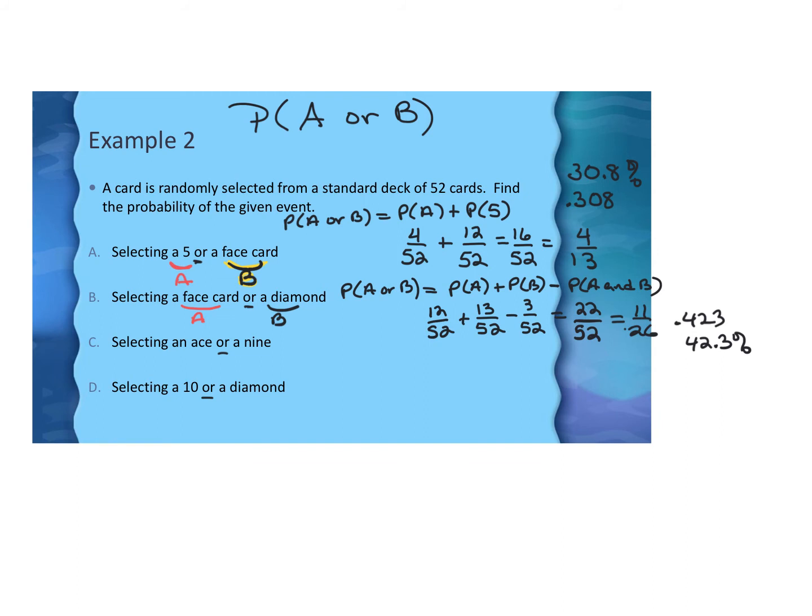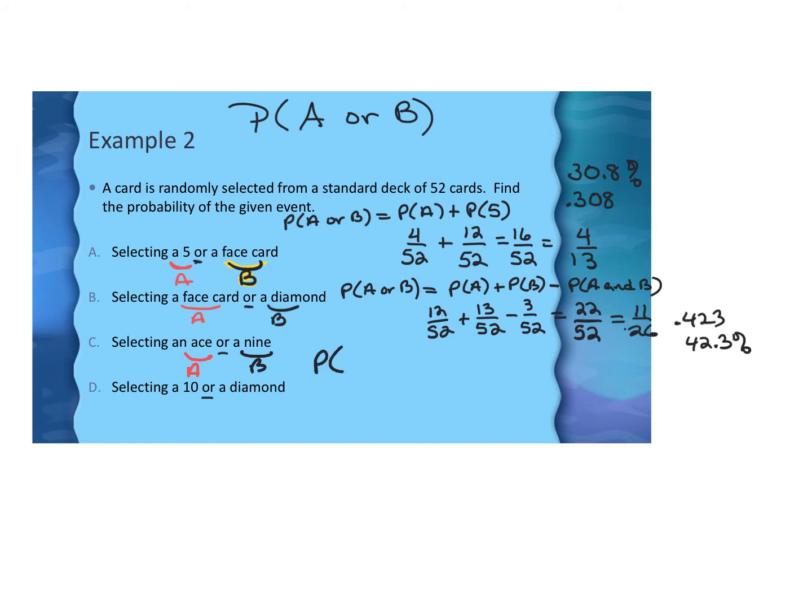The next one wants me to select an ace or a 9. I can't get an ace and a 9 at the same time, so this would be an example of 2 mutually exclusive or disjoint events. So for this one, when I go to do it, again, I can classify event A as getting the ace and event B as getting the 9.